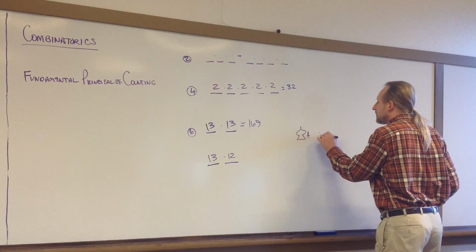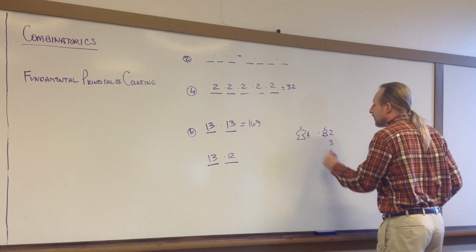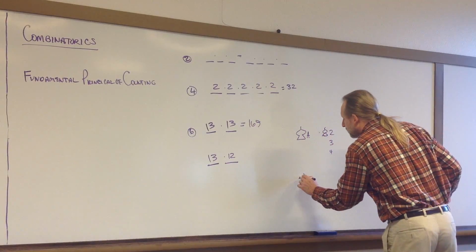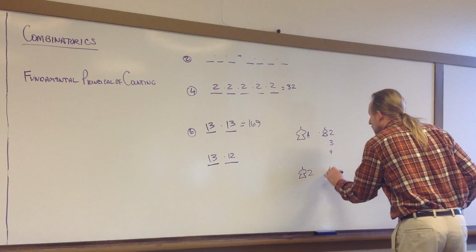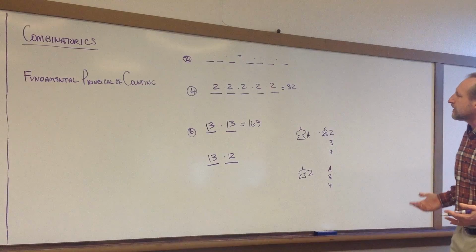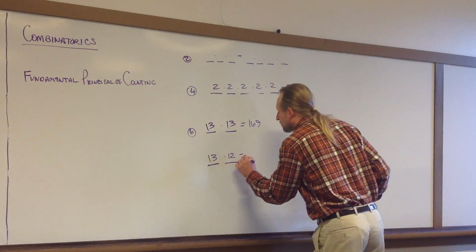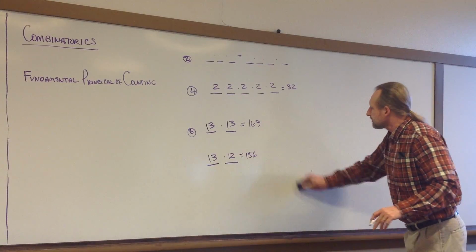You could have the 2 or the 3 or the 4, but not the ace again. And then if you draw the 2 of spades, well, you could have the ace or the 3 or the 4, but you can't pull the 2 again. And so that's where we get 13 times 12, and that'll be 156 possibilities.